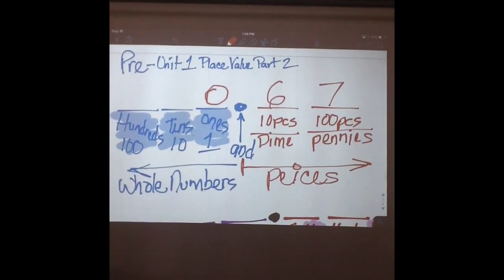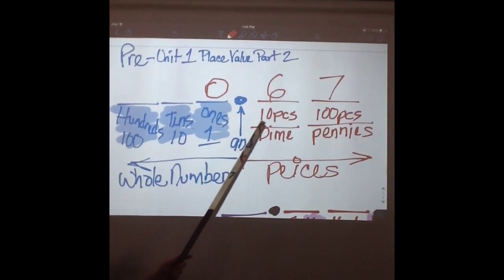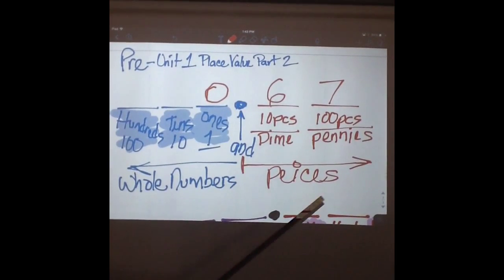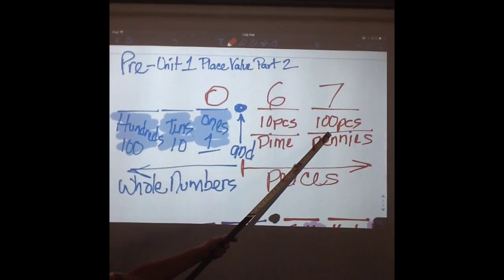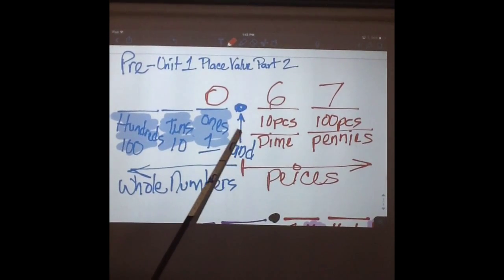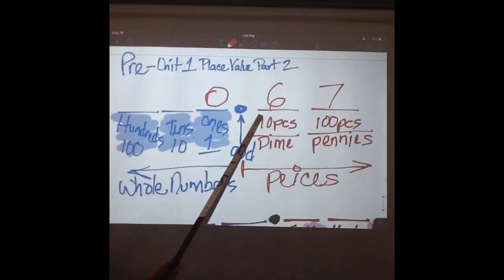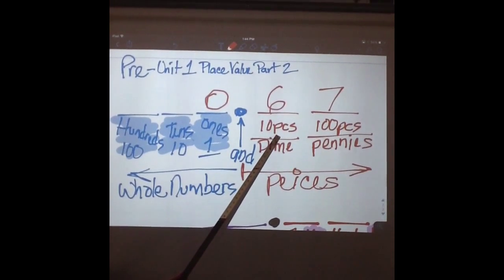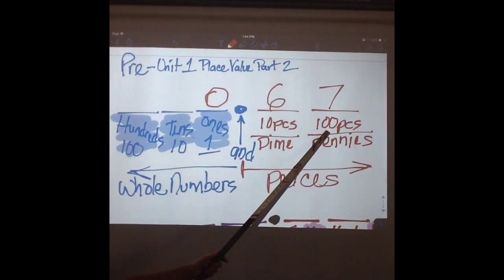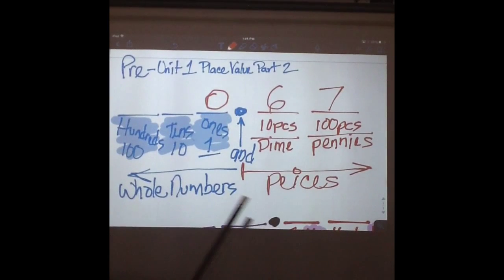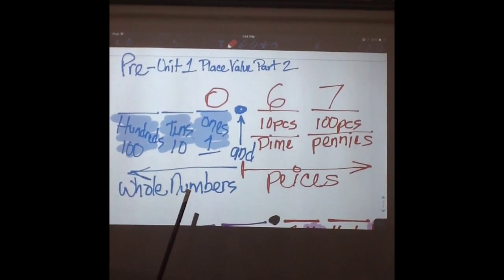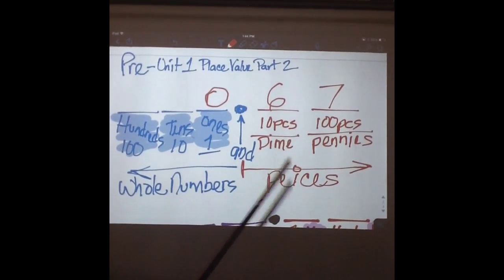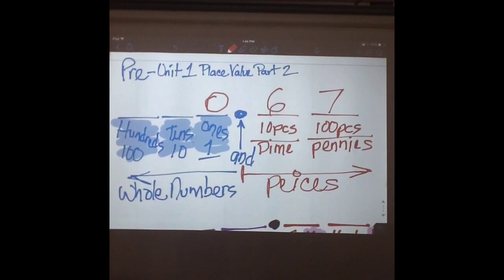So anytime we're talking about the first place on the right, we're talking about what? Dimes. And on the second place, we're talking about pennies. And anytime we have a number on the right side of the decimal, it always means it's been cut up into 10 pieces. And on the second place, it's always been cut up into 100 pieces. Does that help you understand what those 2 places behind the decimal mean? Yes.